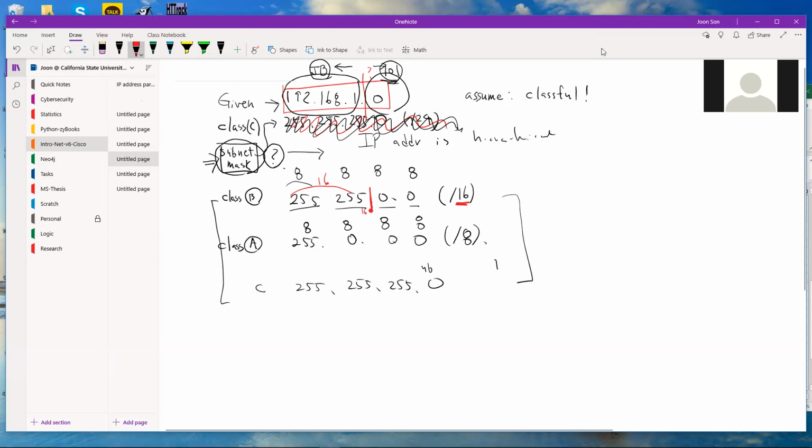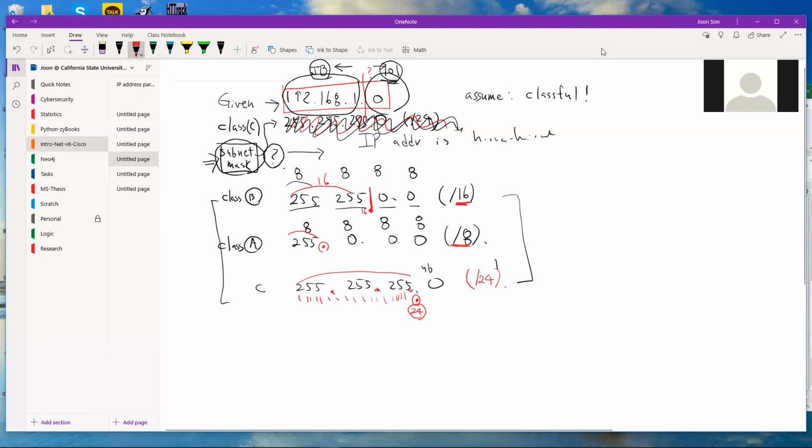And then for the class A, we know that the subnet mask always ends on that boundary, 8. And that's why we have a /8. And for the class C, we have what? The subnet mask ends with 11111111, right? Ends on this boundary, which is 24. So that's why it's called /24. Right? Any question?